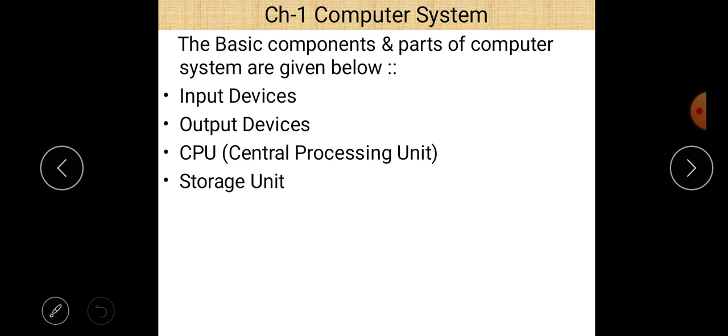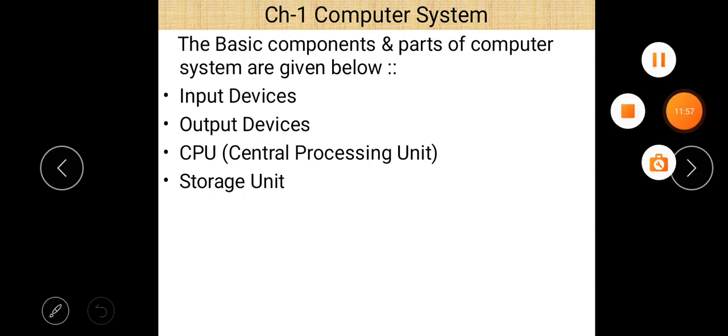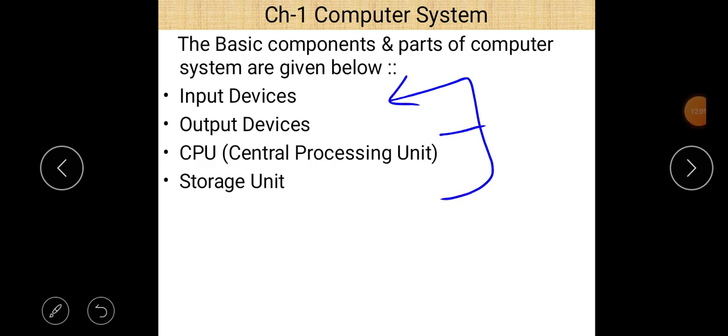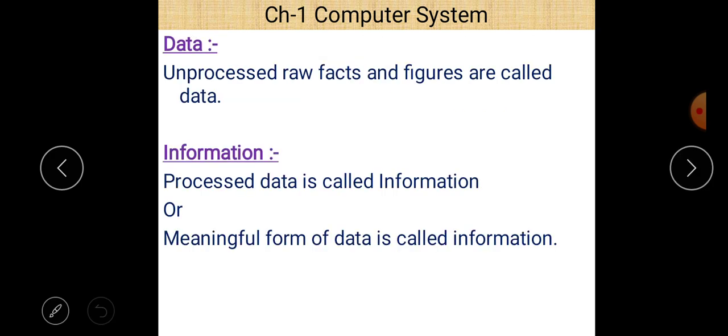Now this is a description of the block diagram of the computer system. First of all, a computer system is divided into four different parts: input unit, output unit, CPU, that is central processing unit, and storage unit, which stores the data. The input unit accepts the data, the output unit provides the data to us, the CPU processes the data, and the storage unit stores the data.